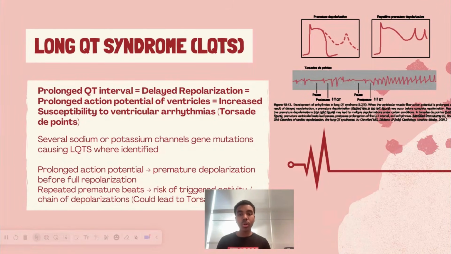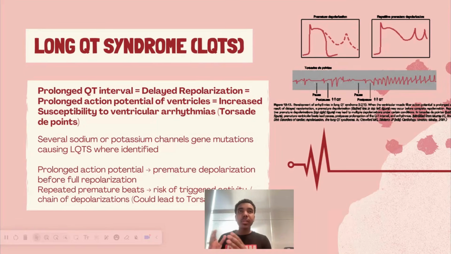Now, long QT syndrome. This is a genetic mutation that normally happens in sodium and potassium channels. When you have a gene mutation with sodium and potassium channels, they're not going to be able to close. So you're going to have a prolonged QT interval, delayed repolarization, and a prolonged action potential of the ventricles. The ventricles are going to stay depolarized. They're going to repolarize, but after a delay. You see what I'm getting at?